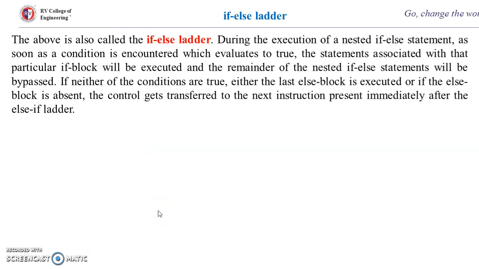In the if else ladder, during the execution of a nested if else statement, as soon as a condition is encountered which evaluates to true, the statements associated with that particular if block will be executed, and the remainder of the nested if else statement will be bypassed. If neither of the conditions is true, either the last else block is executed, or if the else block is absent, the control gets transferred to the next instruction present immediately after the else if ladder. So I'll draw the flow chart, then you will get a clear idea.